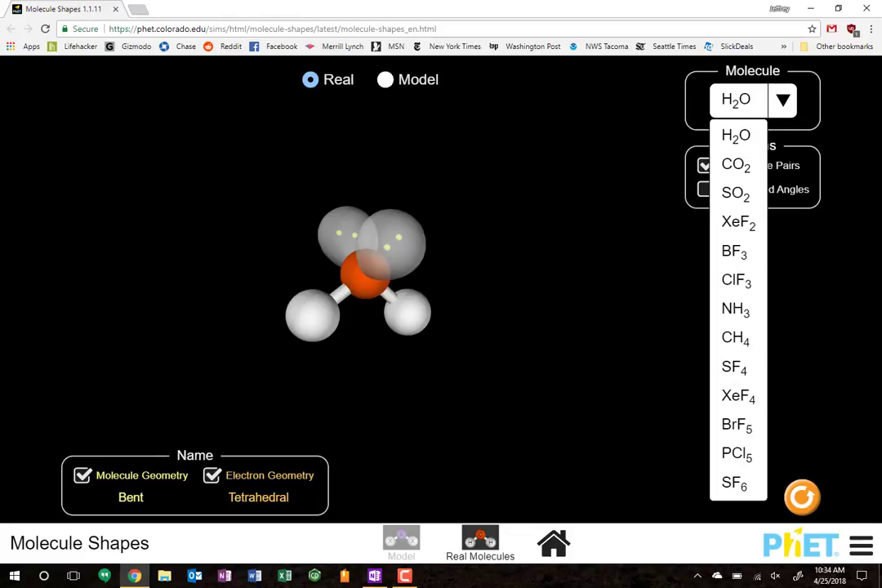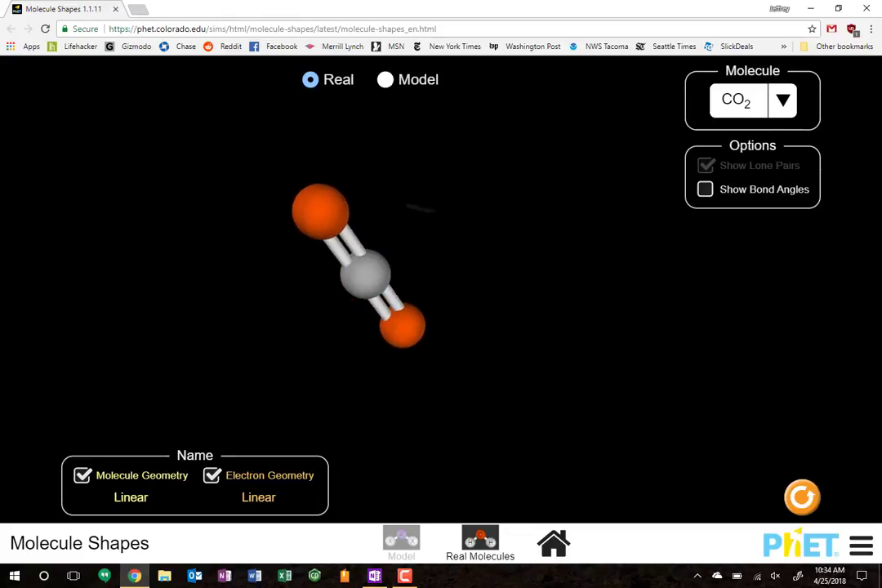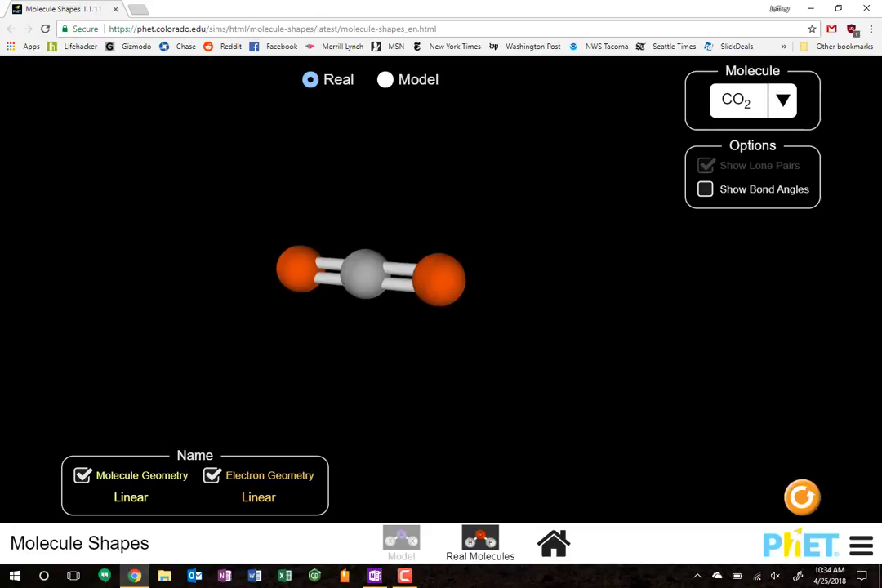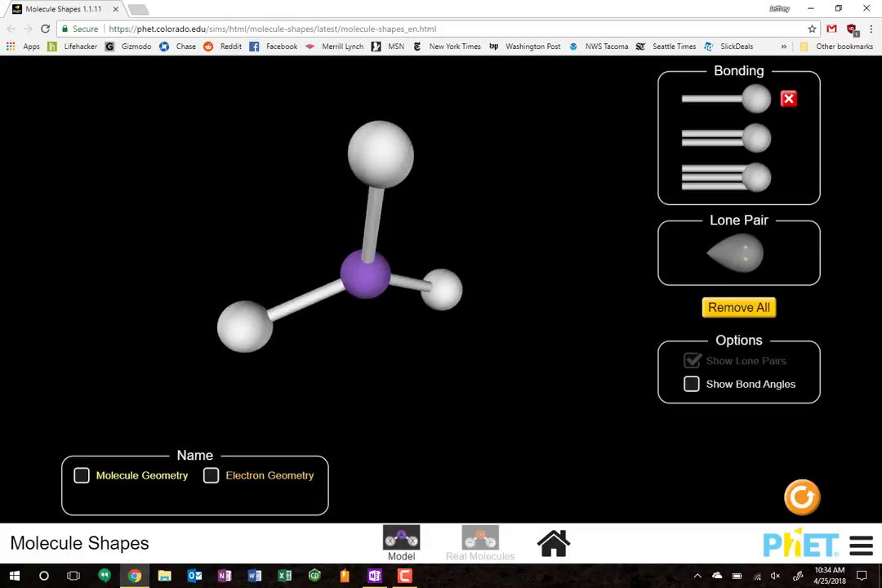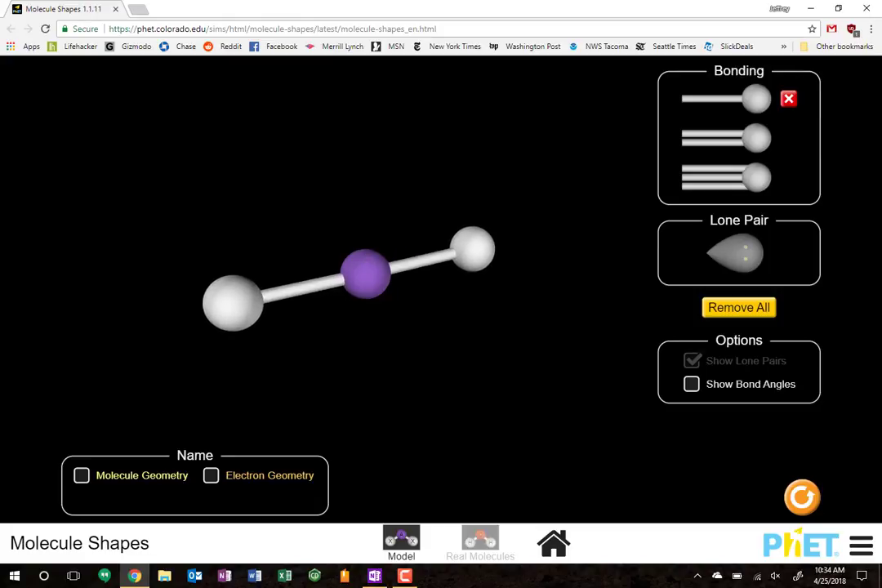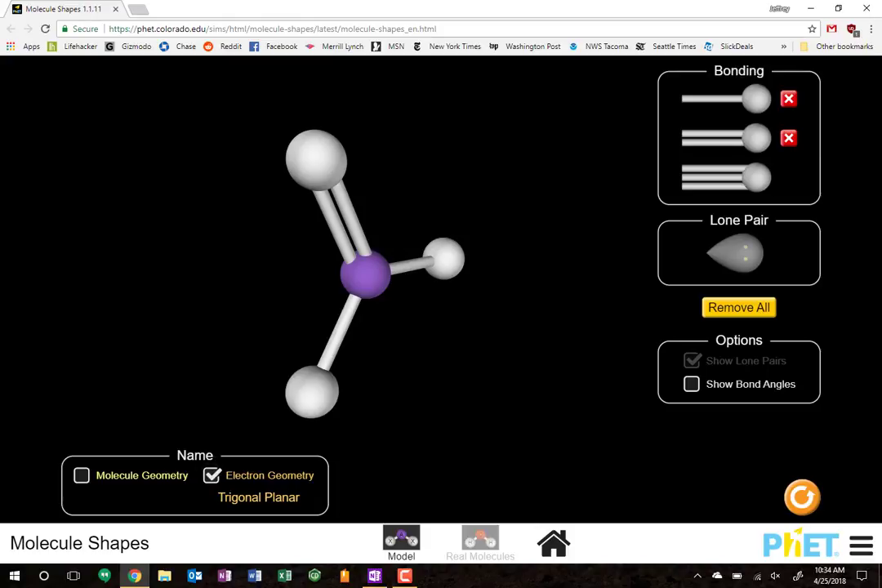Then you can go to the drop-down menu. So maybe we do something like CO2. Central one's carbon, and then we've got 2 oxygen atoms connected through double bonds. In this case, the molecular and electronic geometry are both linear. So you can play around with that. The model one is kind of neat because you can actually start adding in new bonds and actually build or remove a molecule. So maybe you do something like that and you can rotate it around and then say, what's the electronic geometry for that? So it's a kind of clever tool if you just want to practice building models without a model kit.